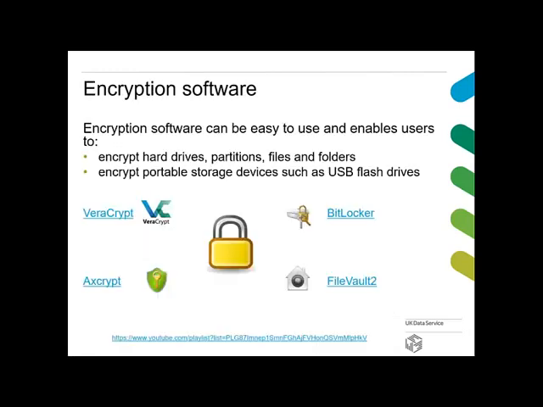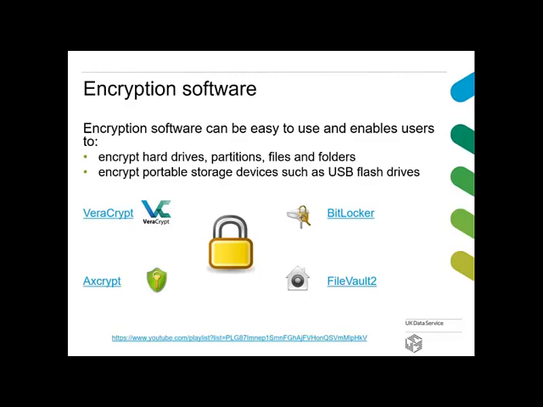So I mentioned encryption software. Encryption software now is actually incredibly easy to use, and it enables you as a user to encrypt a hard drive, a partition, specific files and folders, or a complete computer. You can do portable storage devices, and your phones and things can even be encrypted. So what we've got here are 4 of the more common encryption options that are out there.